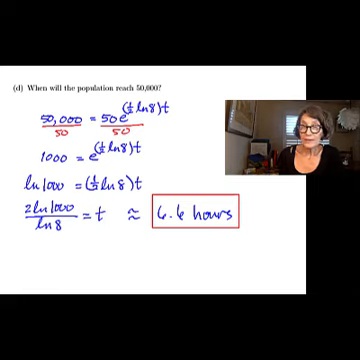Remember, after 6 hours, we had 25,600 cells. So a little bit more than a half an hour later, we had 50,000 cells. That's exponential growth. You can see how quickly things grow.